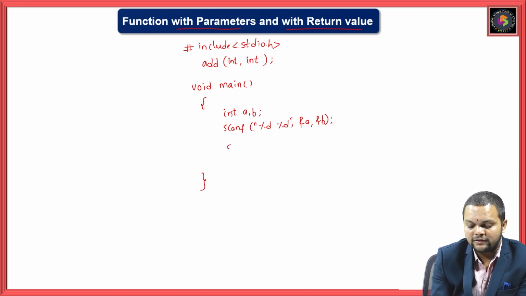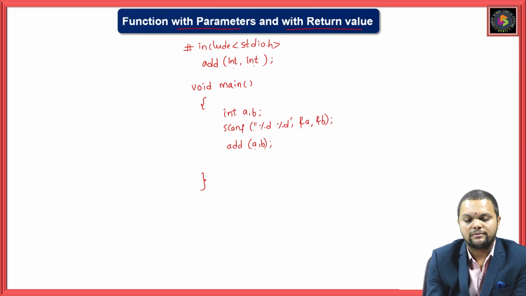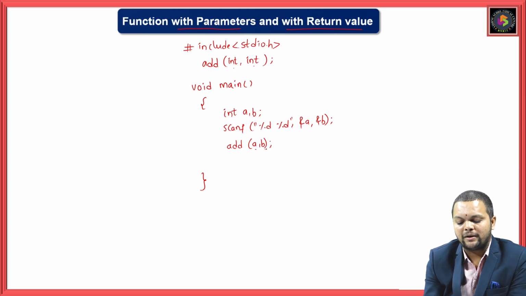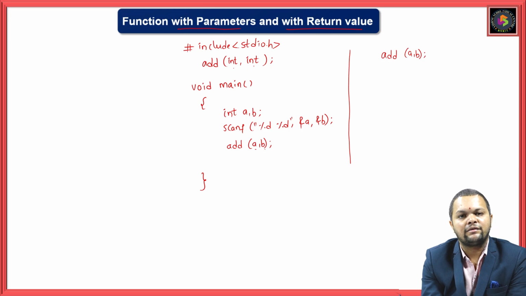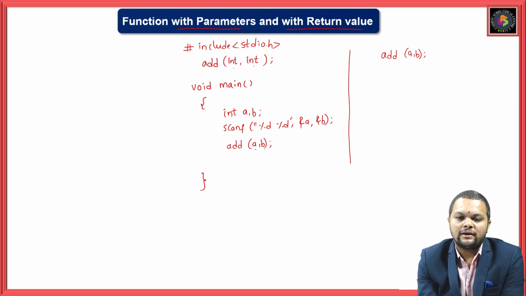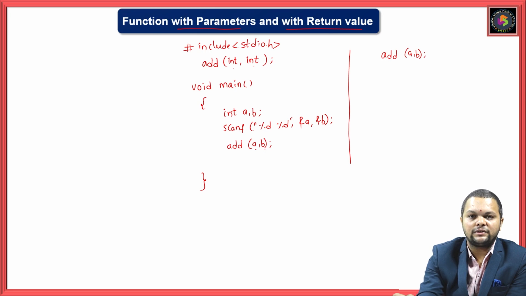Now for this add function, I need to pass 2 parameters. So I have given 2 here, 2 parameters are passed: add a comma b. Now we go to the definition of that particular function. I'll give that definition, add of a comma b. After giving that definition, with parameters and with return value, I need to get some return value here. Directly I can have a statement return a plus b.